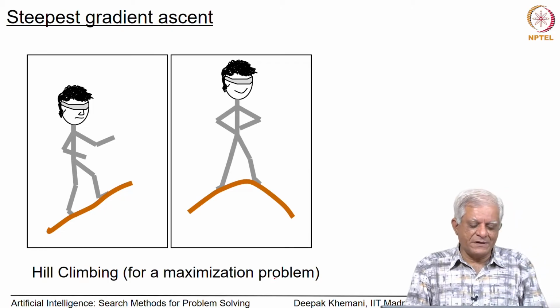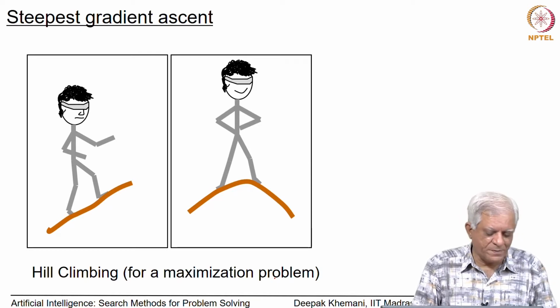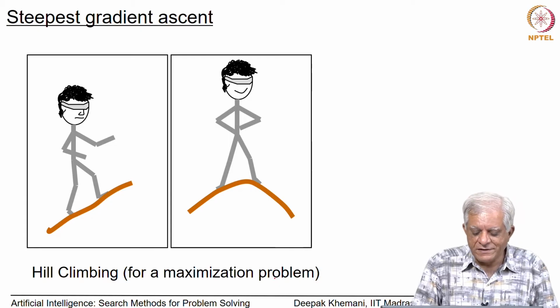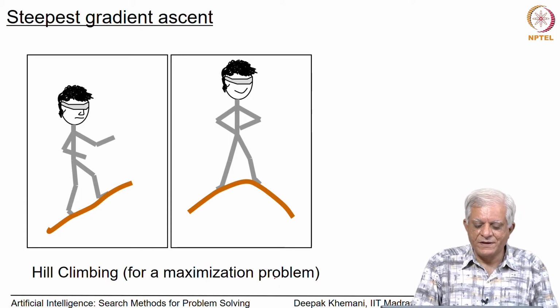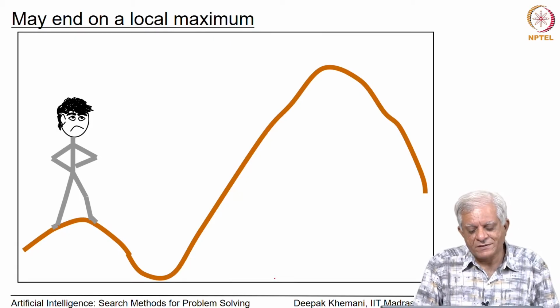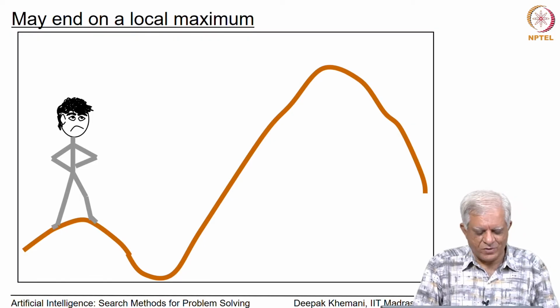So, imagine you are climbing a hill blindfolded, and then you reach what you think is the top, because all your surrounding neighbors are worse than you, but when you open your eyes you find that it is not really the top, it is a local maximum, and the algorithm will get stuck at this point.